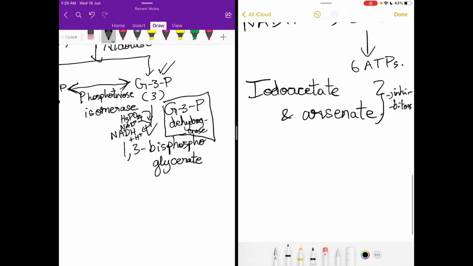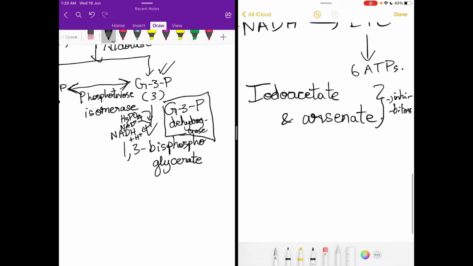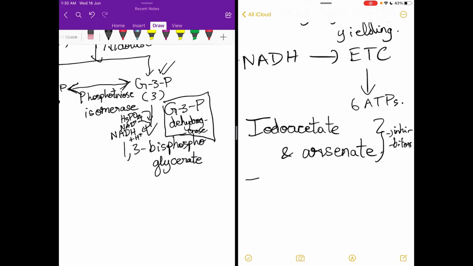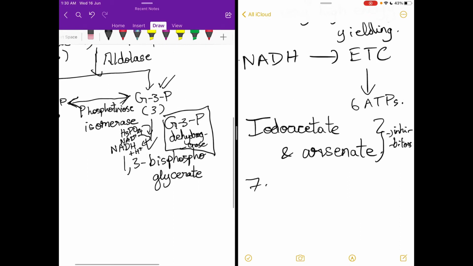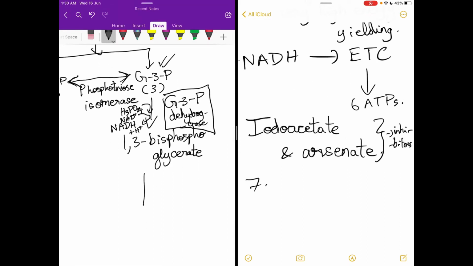Right? So moving on, that being said, we can move on to the 7th step of glycolysis, which is basically the conversion of 1,3-bisphosphoglycerate to 3-phosphoglycerate. I hope everyone is able to take notes along with me. For this reaction, the enzyme that is making it possible is called phosphoglycerate kinase.